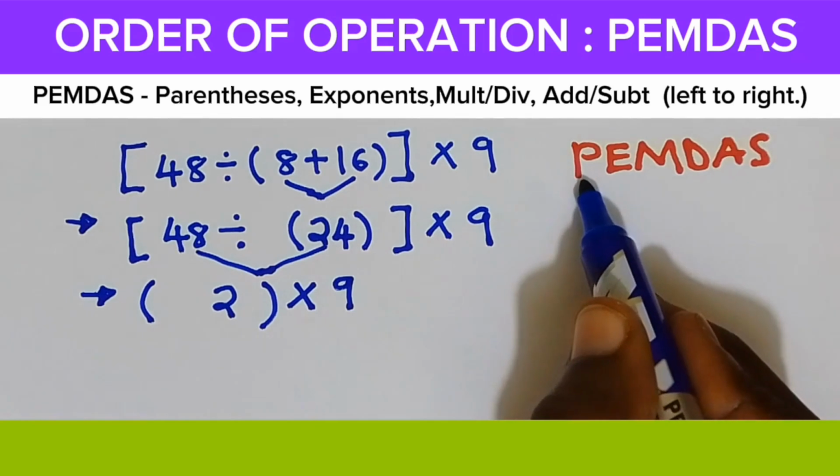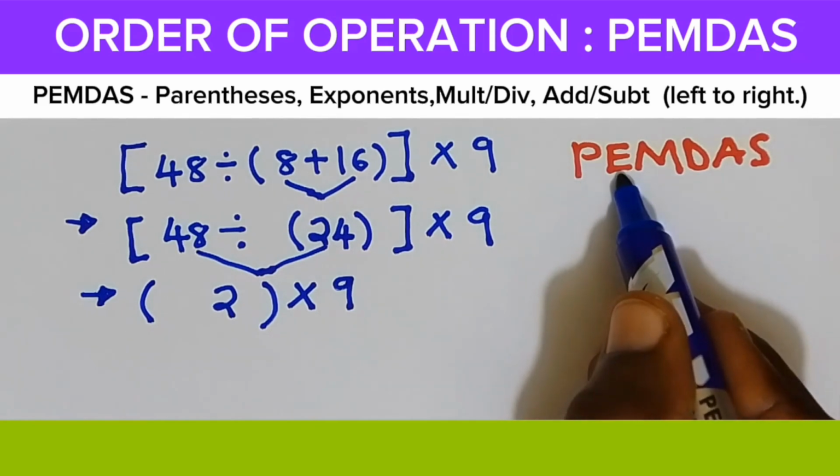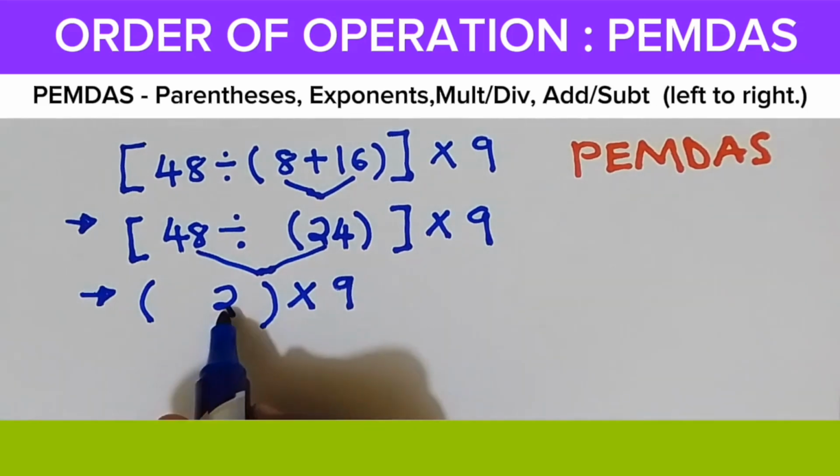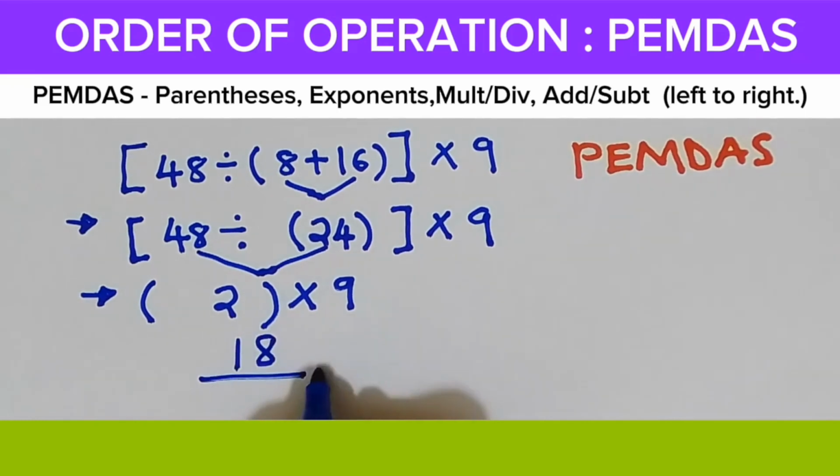Do I have any parentheses? No. Do I have any exponent to work on? No. Do I have multiplication? Yes, I have multiplication, which is going to be 2 multiplied by 9. So I'm going to get 18.